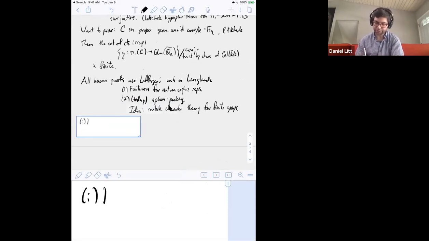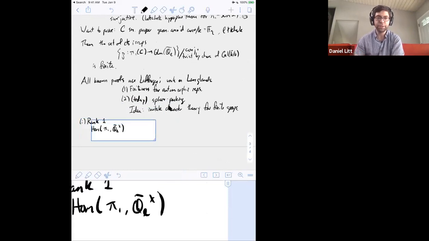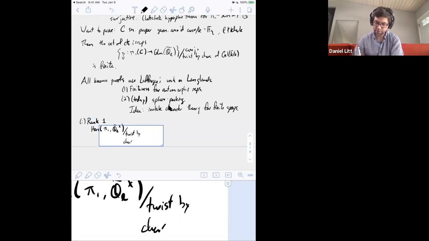So let's just start with the case of rank 1, which is supposed to be easy. So in this case, we're trying to understand Hom from pi1 into QL bar cross, right? So conjugacy is a trivial condition because this is an abelian group. So we just want to understand this up to twist by characters of the absolute Galois group.